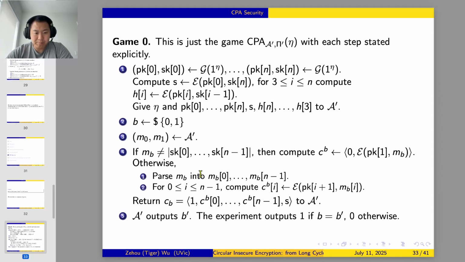A random coin is flipped, and then the adversary chooses M0, M1. Depending on the coin, MB is encrypted and sent back to A prime. And A prime has to output B prime. So A prime has to guess the value of B and succeeds if B prime equals B, and the experiment results in 1 if A prime succeeds and 0 otherwise.